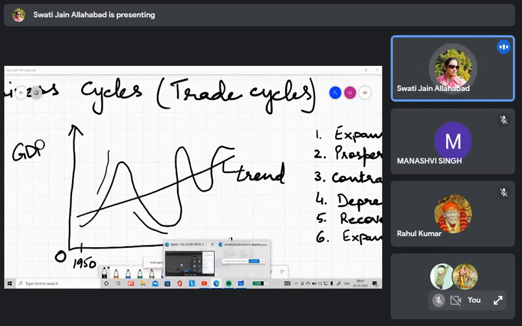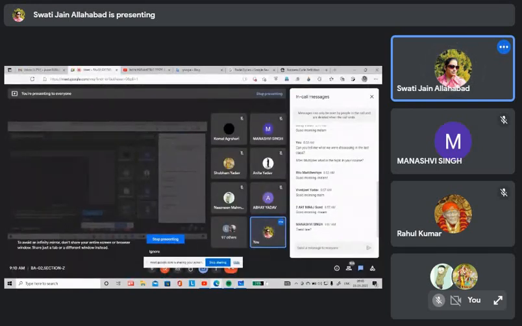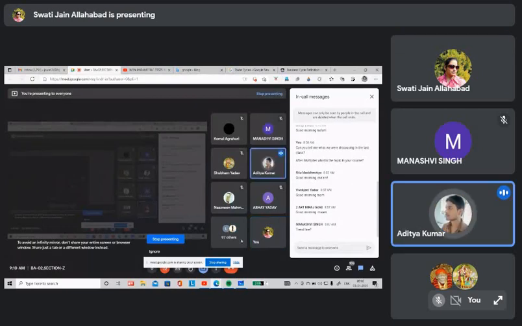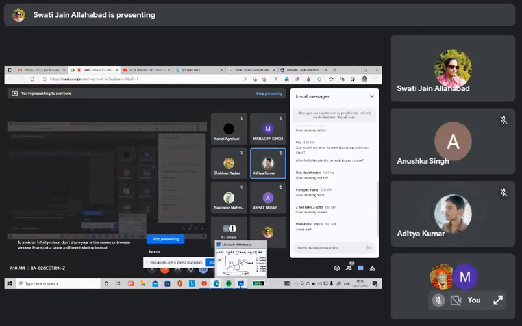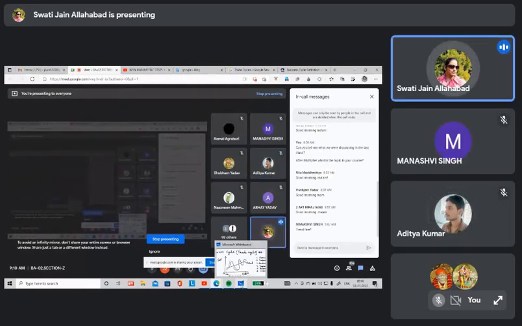Anything you want to ask, anything you want to say? Yes, ma'am. Please explain, ma'am, trend line. What is the basis of taking trend line, ma'am? How to determine whether it is trend line or not? Trend line is very simple.